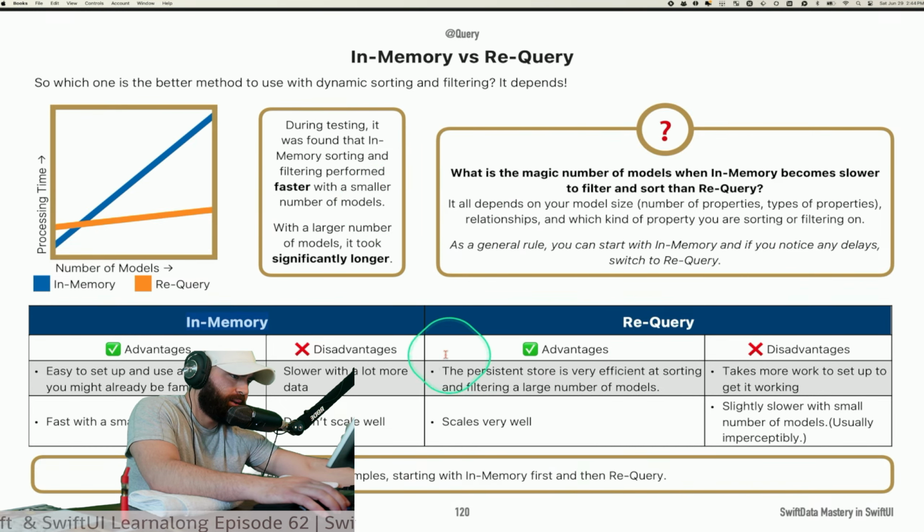Okay, requery advantages. The persistent store is very efficient at sorting and filtering a large number of models.